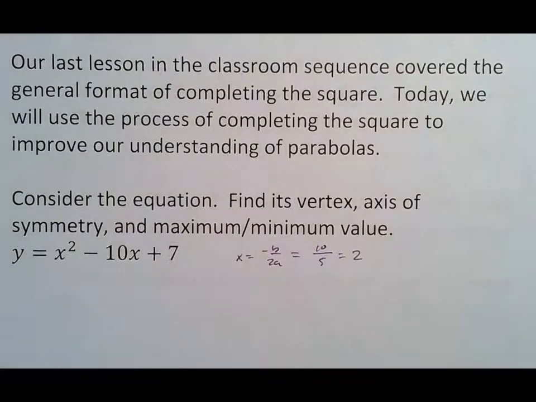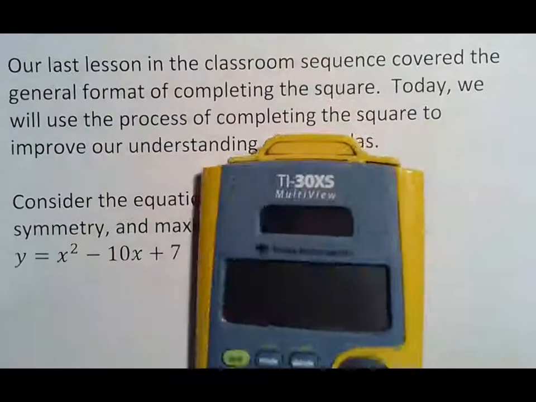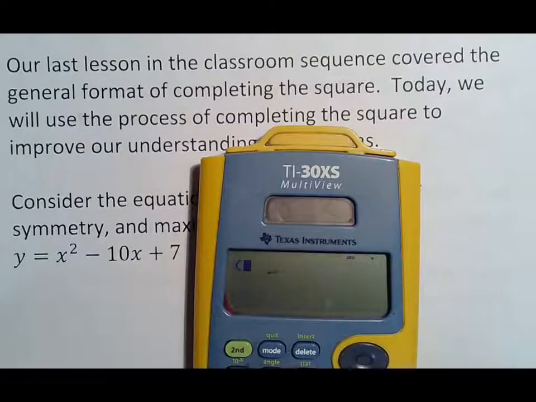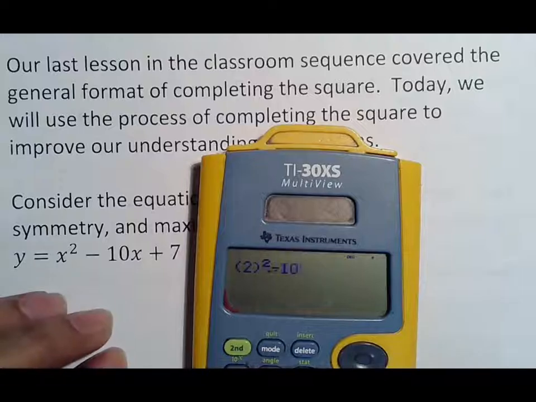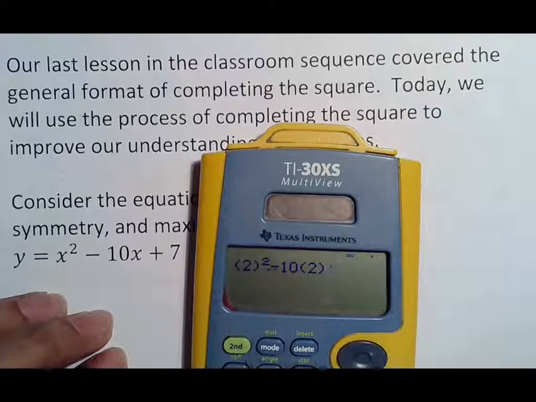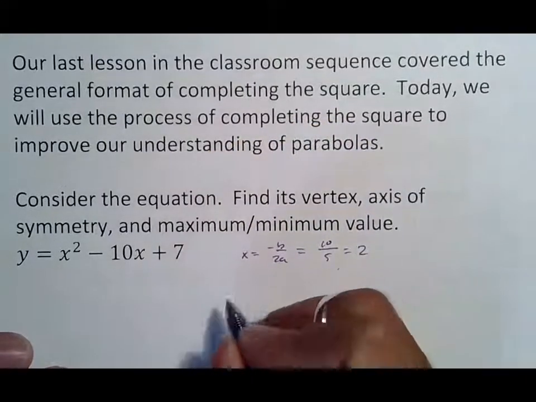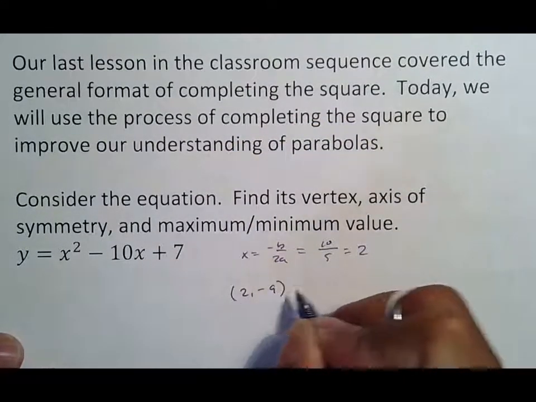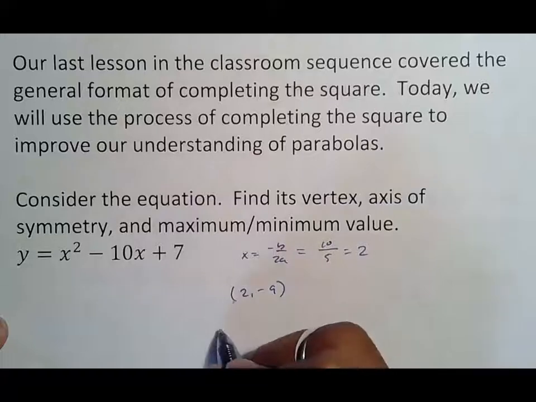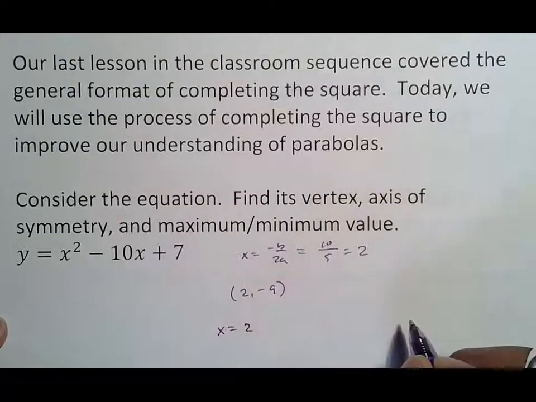Do I have my calculators? Yes, I do. So I would then take my parentheses 2 squared minus 10 times 2 plus 7 and get negative 9. And that is my vertex. The axis of symmetry obviously is x equals 2.